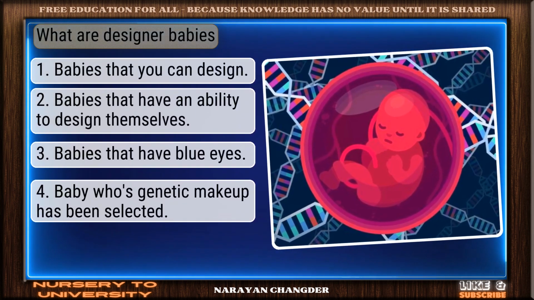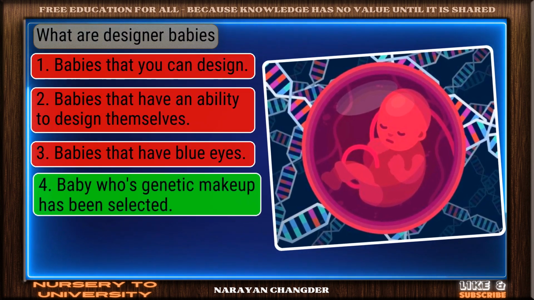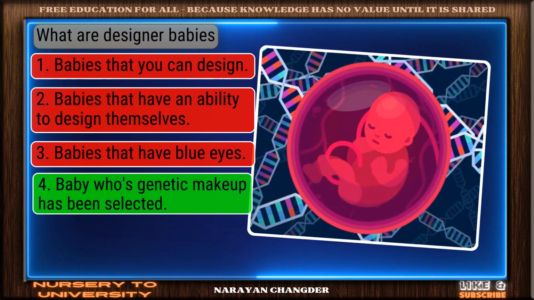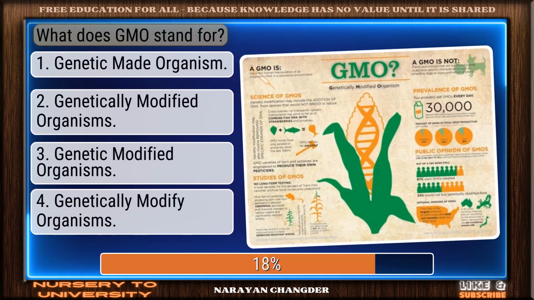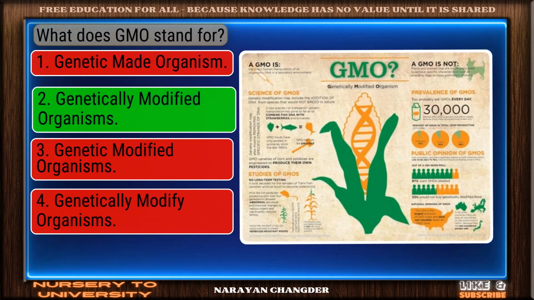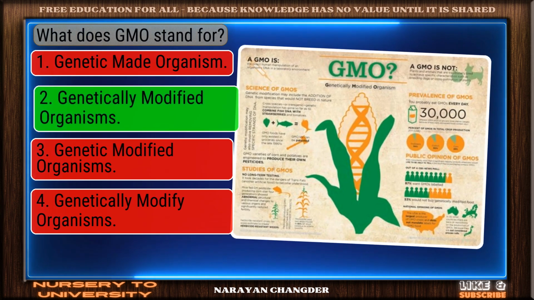What are designer babies? Good thinking. Baby whose genetic makeup has been selected is the right answer. What does GMO stand for? Strong choice. Genetically modified organisms is the right answer.